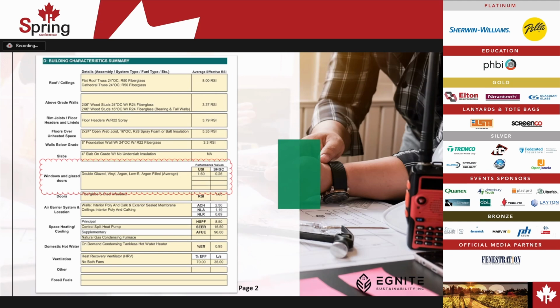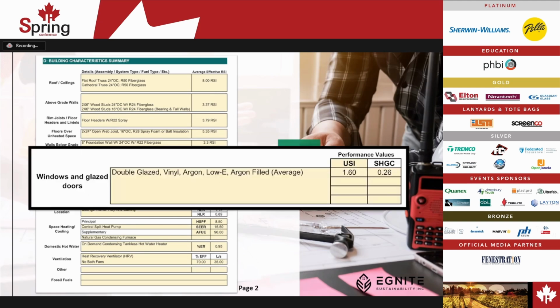So now we've got a full page to comment on multiple line items for roof ceiling, above grade walls, rim joists, floor headers, walls below grade, slabs, windows and glazed doors. I'm going to be touching on that in a little bit more detail. Air barrier system location, space cooling, domestic hot water heating, and ventilation. So we've got a full page for now specs that we can go through and provide more detail.